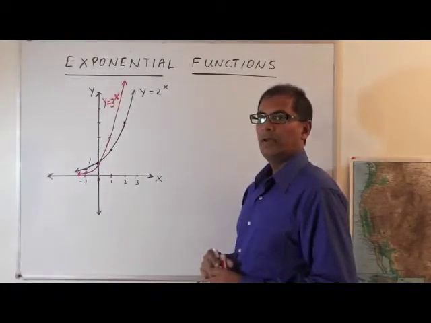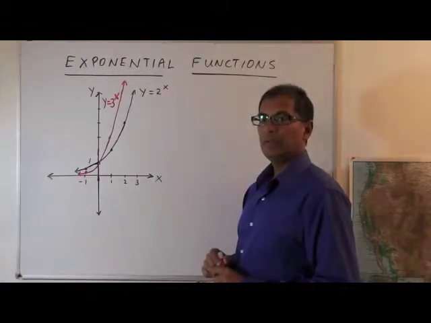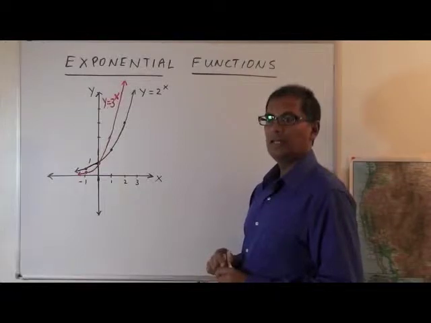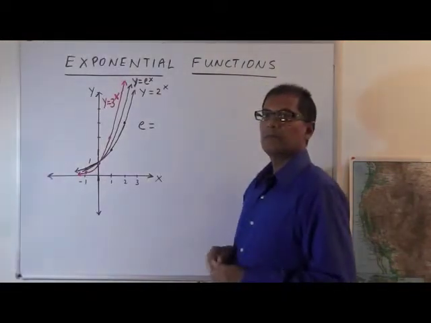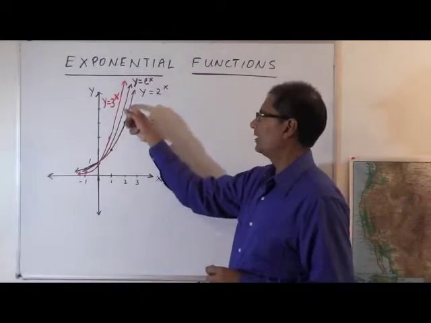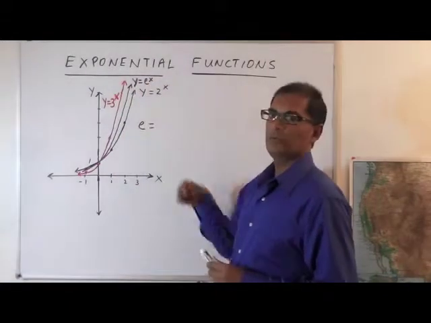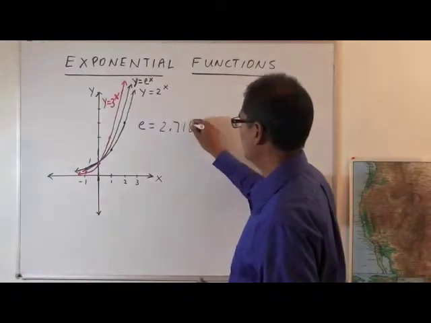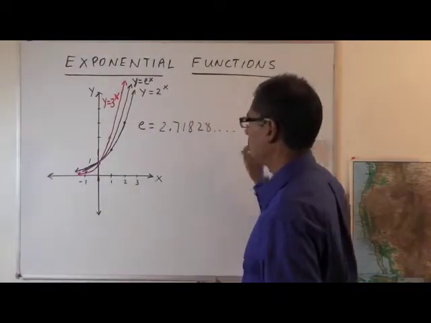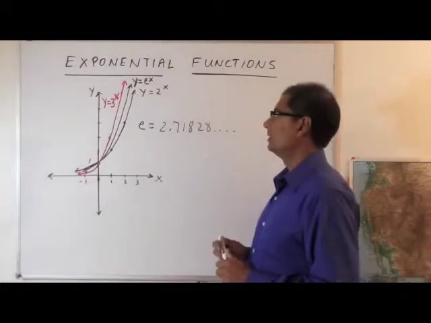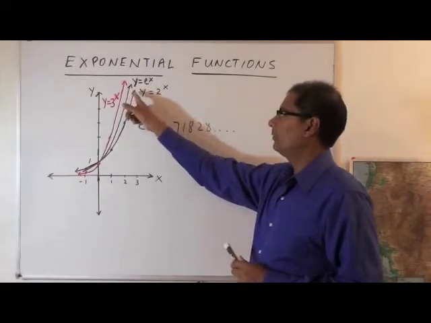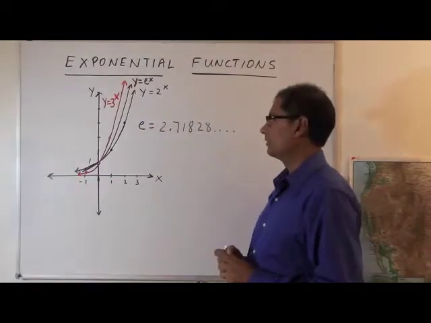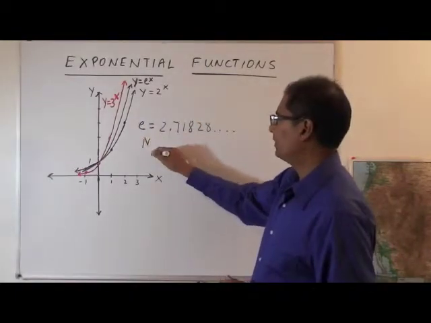Now there is a base in between 2 and 3 that's very popular, and that's called the natural base. And that natural base we denote with the letter e. And so here's a graph of y equals e to the x. Since e is in between 2 and 3, and actually e is 2.71828 and so on, and we'll see what e is in a moment. So y equals e to the x is in between y equals 2 to the x and y equals 3 to the x. And e is called the natural base.